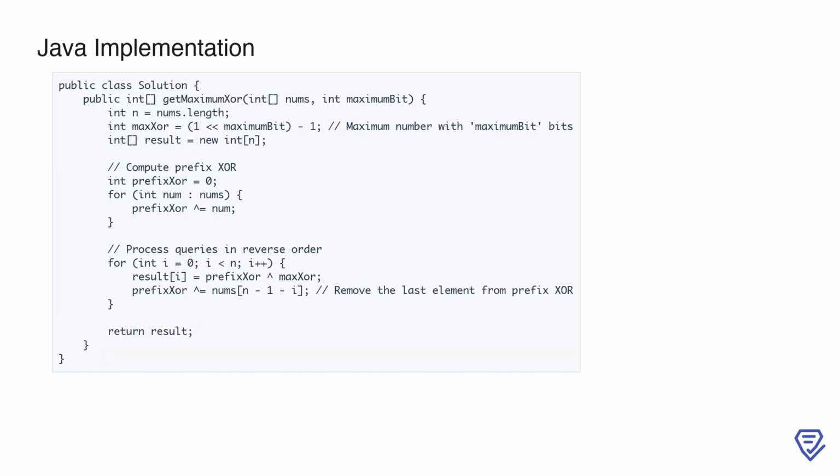This is the Java implementation of LeetCode problem number 1829, Maximum XOR for Each Query. The logic mirrors the Python implementation, with adjustments for Java syntax, such as explicit type declarations and array handling. The code calculates the prefix XOR of the array, determines the maximum XOR based on the given number of bits, and processes queries in reverse order. The result is an array containing the maximum XOR values for each query.